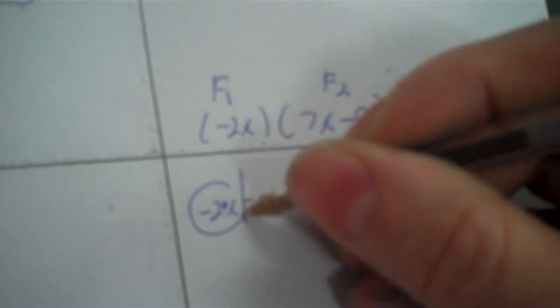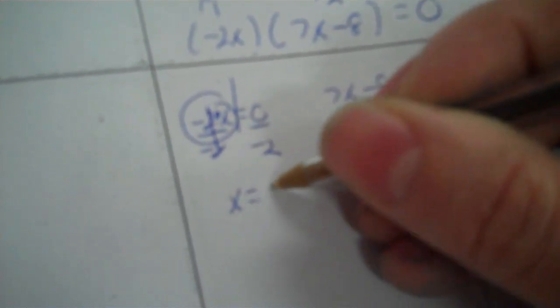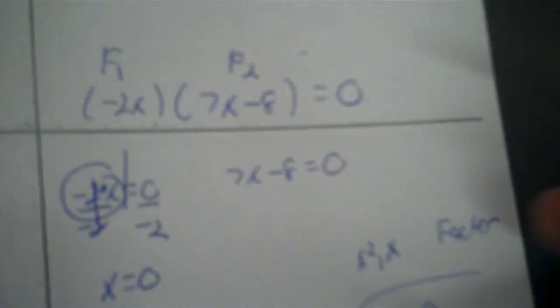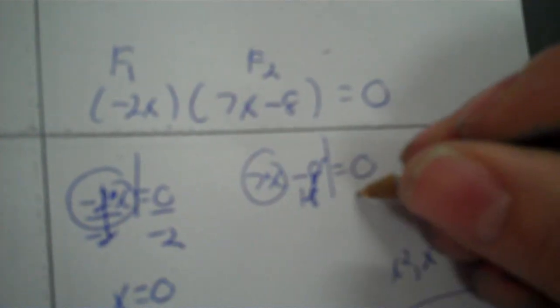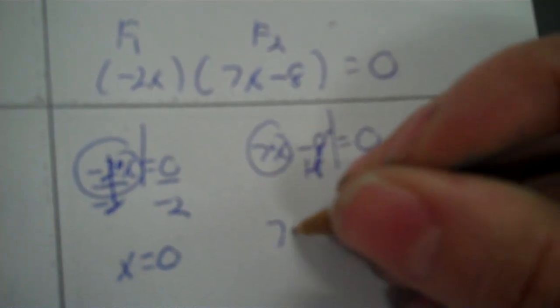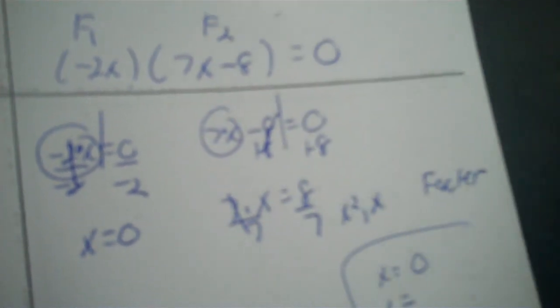So we have the times right there, so we just divide by negative 2 on that one, and x would equal 0. Now over here, we have 7 times x, but we have the minus 8. We got to get rid of that. You can't cross out the 7. It's not a 1. You need to then divide by 7. Okay. Now you can do 8 over 7.